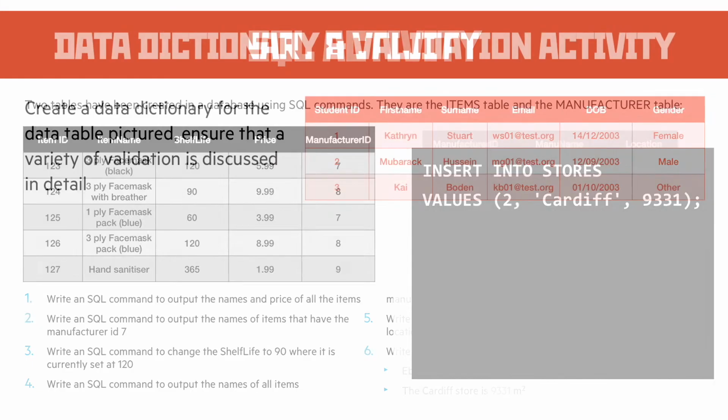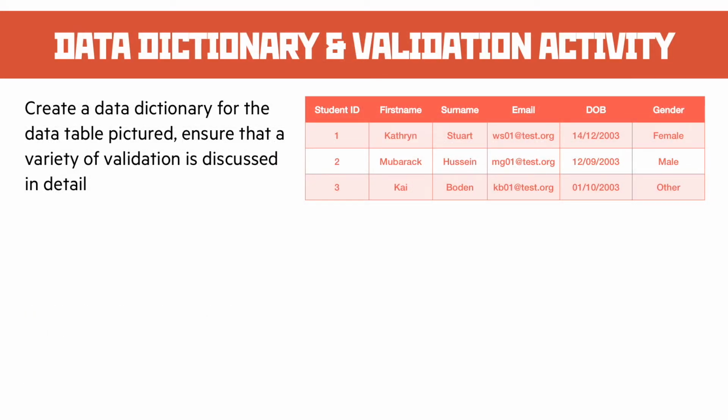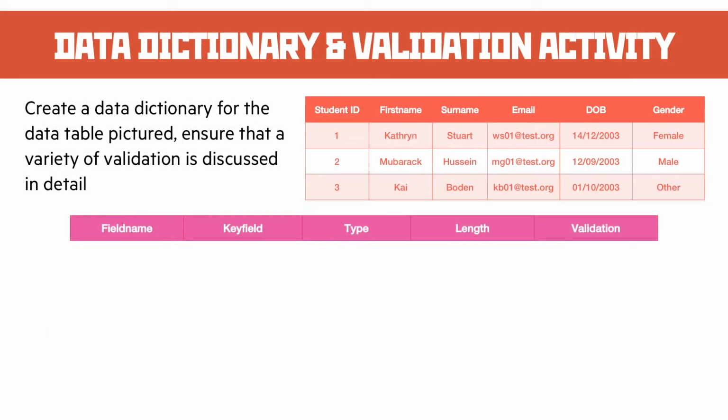Data dictionary from that one, what we're going to do is take the headings that we know, field name, key field, type, length, and validation, and go through each of those fields, the headings in that red table. So the first one, let's do student ID. That's a key field, it's an integer. Validation, we need a presence check on there that needs to be there, and it needs to also be unique.